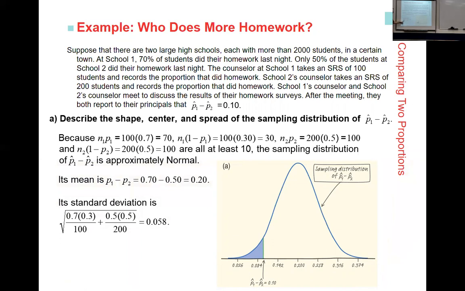P times 1 minus P over N for the first, plus P times 1 minus P over N for the second. That adds the variances. And then to get from the variance to the standard deviation, we take the square root of all that to get 0.058. So that is basically our part A.